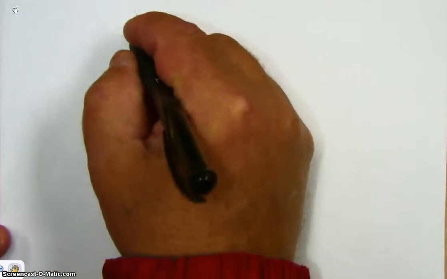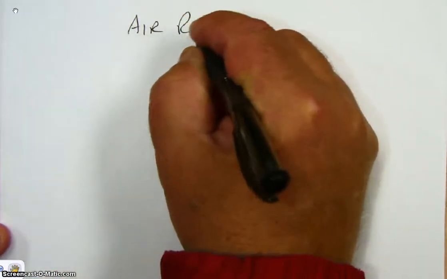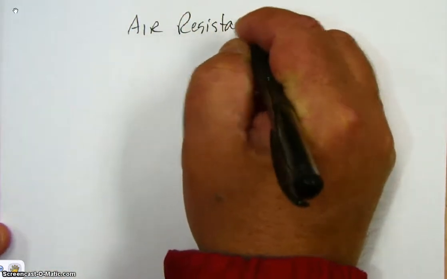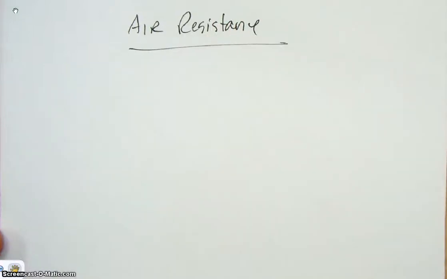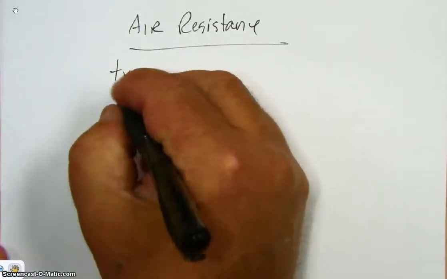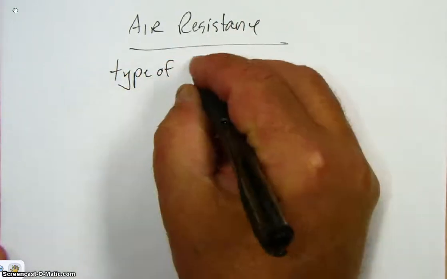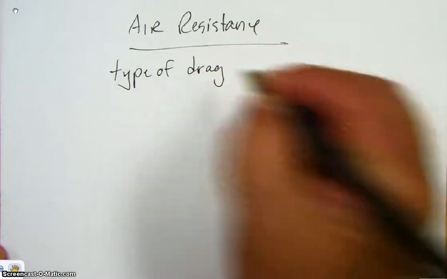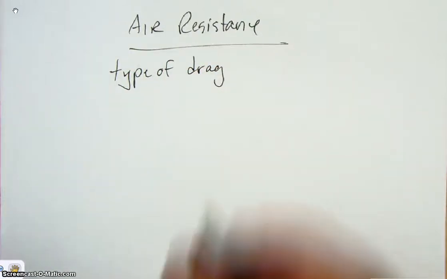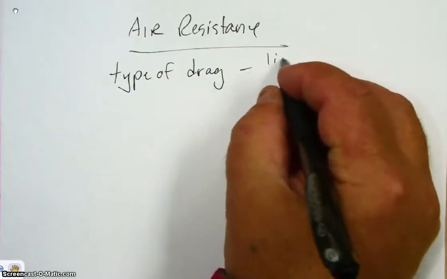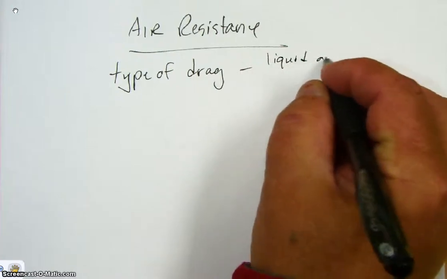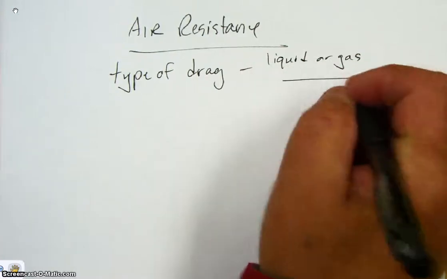Okay, let's talk about air resistance. Now, air resistance is a type of drag. It's a type of friction that involves moving through some type of fluid, either a liquid or a gas. It could be either one.